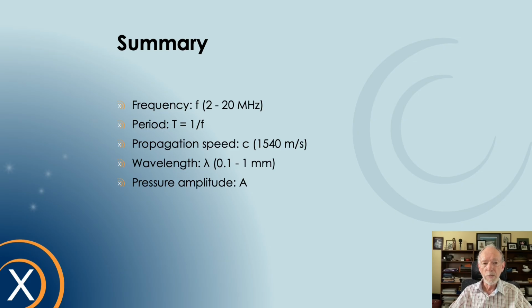The wavelength, as I've shown you, ranges from approximately 0.1 up to a little less than 1 millimeter, depending on the frequency that's being used. As I said, the higher the frequency, the smaller the wavelength, and therefore the better the resolution. And finally, the other important parameter is the amplitude, which relates to safety questions that we'll look at later. So just a quick look at the wave nature of ultrasound, how it is generated, and some of the important parameters.